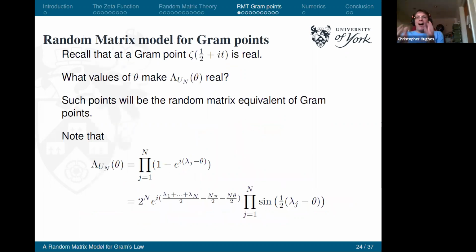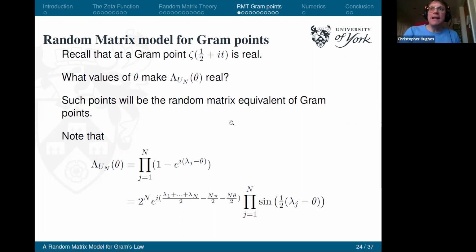So I want a random matrix model for Gram points. Remember that at the start I said that a Gram point is where zeta of 1/2 + it is real. So one of our alternative ways of thinking about Gram points is that they're the points where zeta is real, I guess real and non-zero. So I asked myself, what values of theta make the characteristic polynomial real?